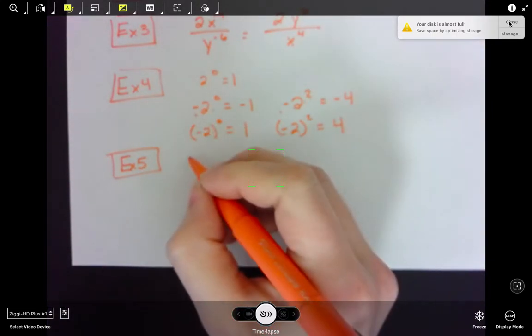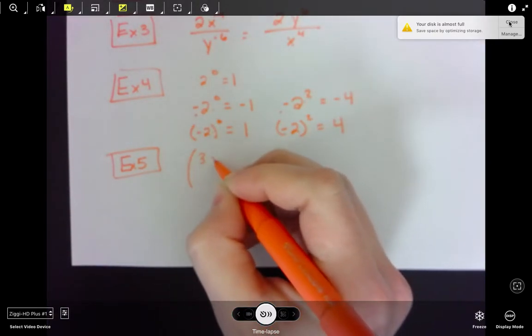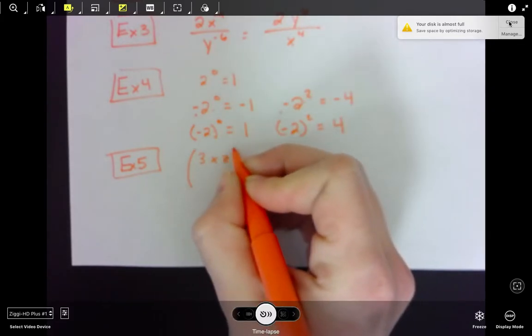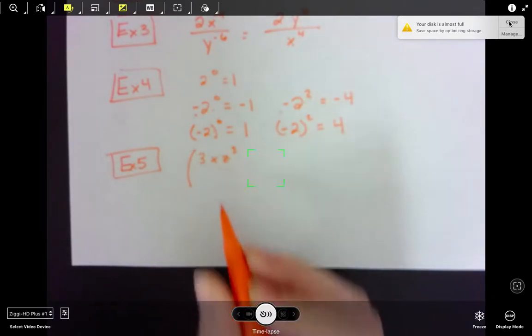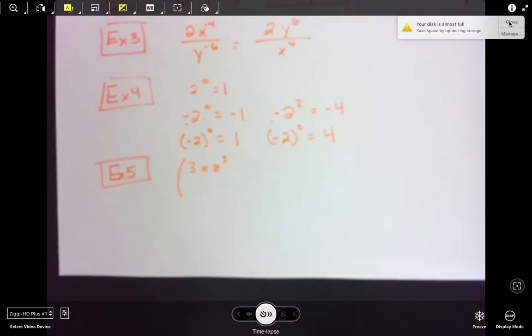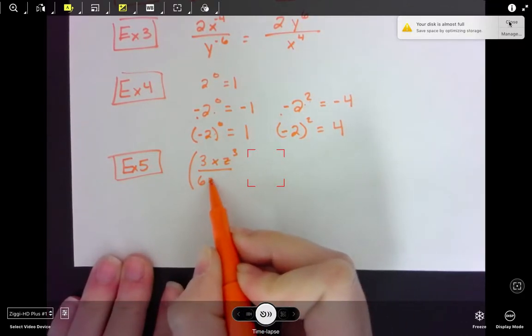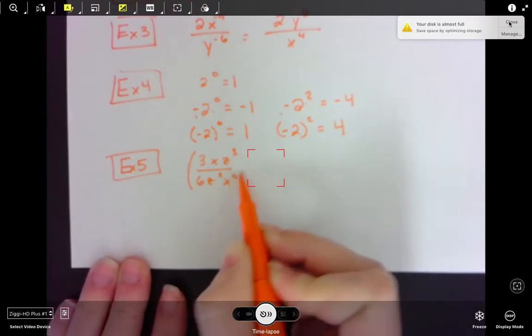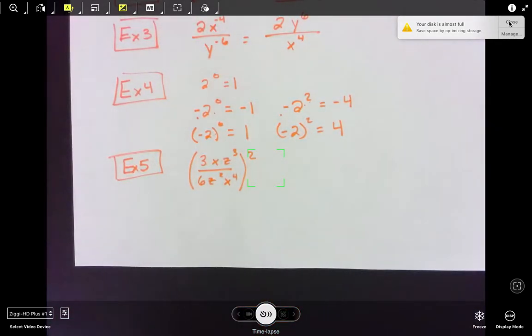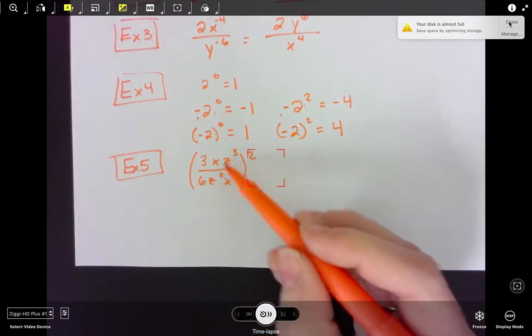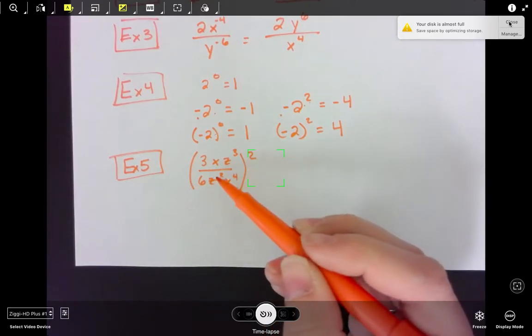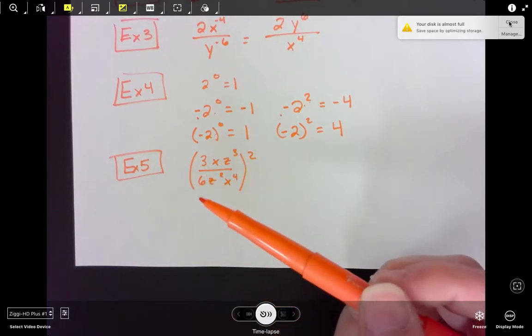So this one, I've got, let's say, 3xz to the third over 6z squared, all of that x to the fourth power squared. It's fuzzy again, sorry. Okay. Now, there's z's and x's and numbers all inside of here. So there's 2 different options that you could do.